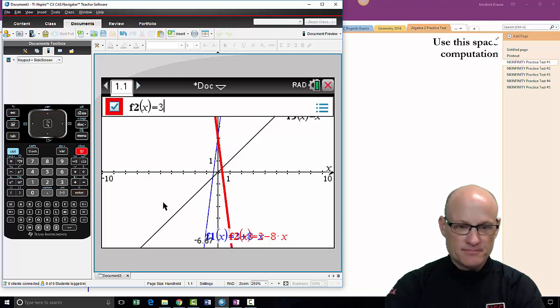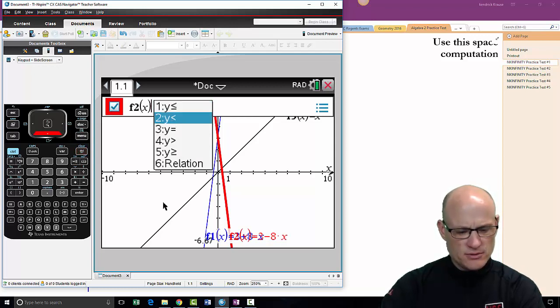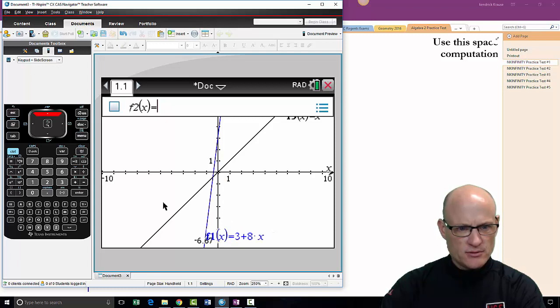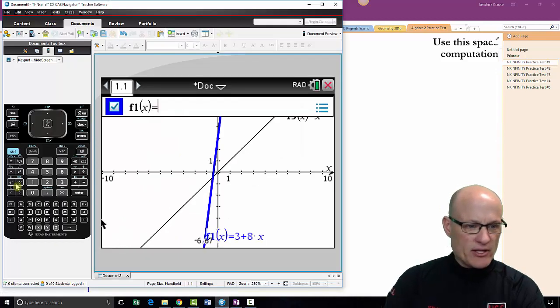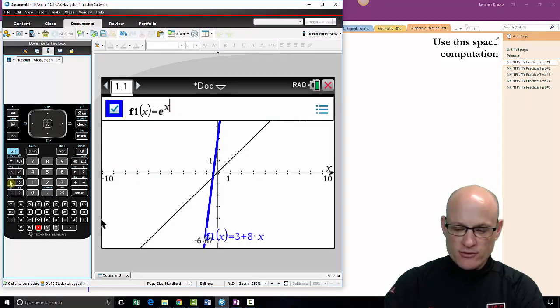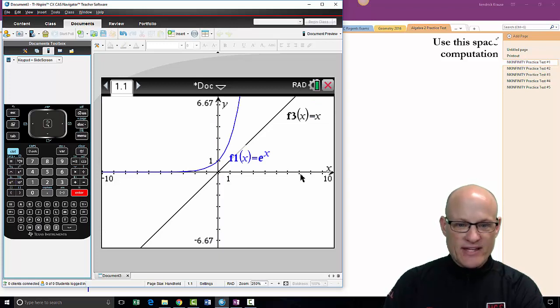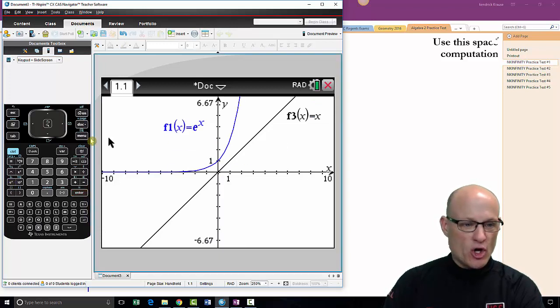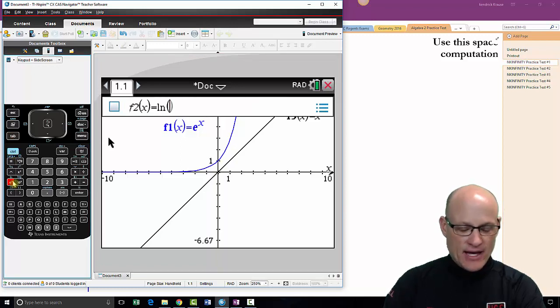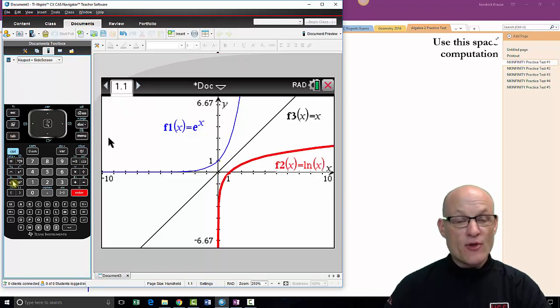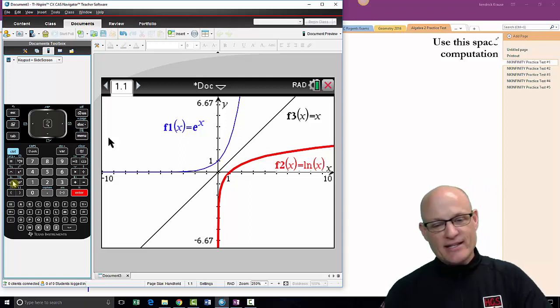So let's get rid of them. And let's get rid of that one. And let's do the next one. E to the x. By the way, this is the right answer. E to the x. There's the e function. That's the exponential growth function. And you should know what the logarithmic function looks like. It's ln of x. And there they are. Those are the mirror reflections of each other over the line y equals x. It's as simple as that.